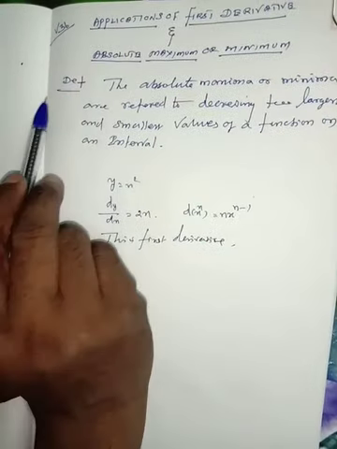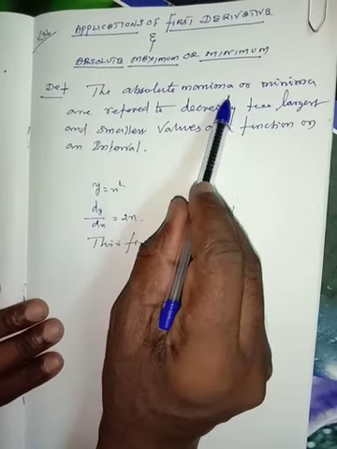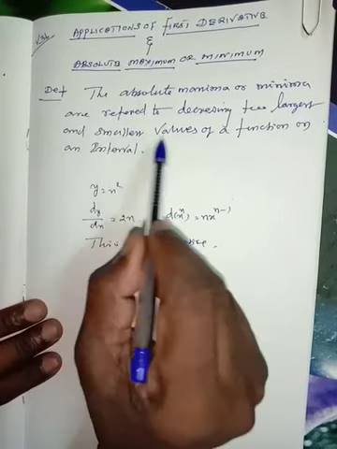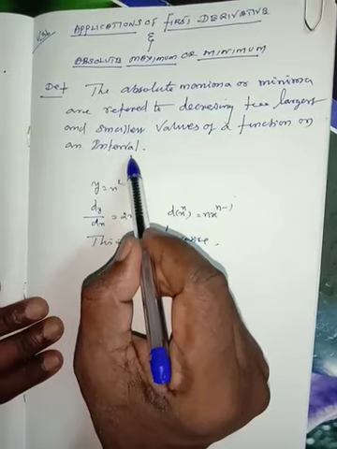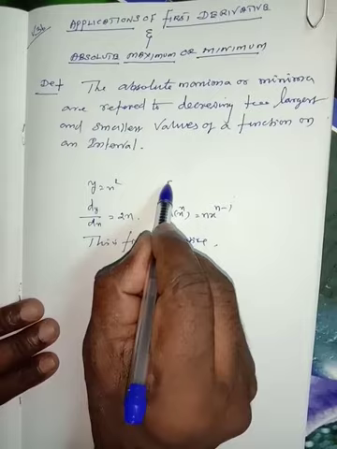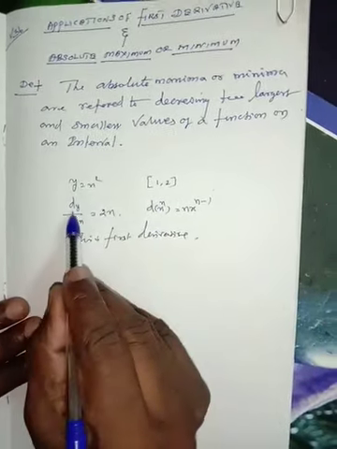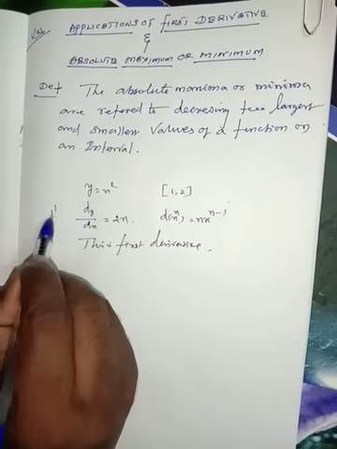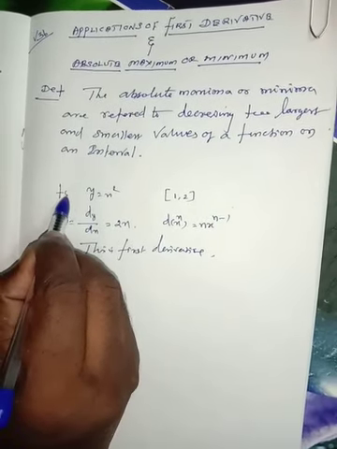Now the definition of absolute maximum or minimum. The absolute maxima or minima are the largest and smallest values of a function on an interval. The interval is given, y is equal to x square, and the interval 1, 2 is given. Find dy by dx, which means f dash of x. Y means f of x, the given function.